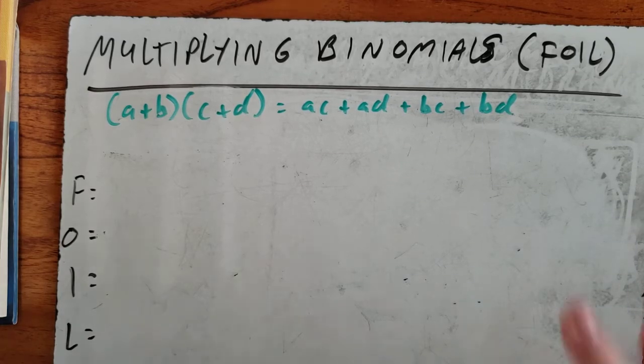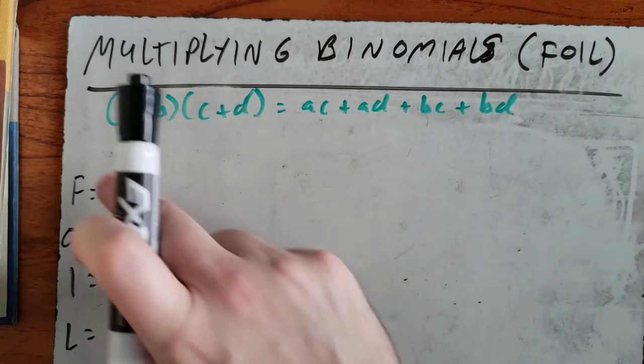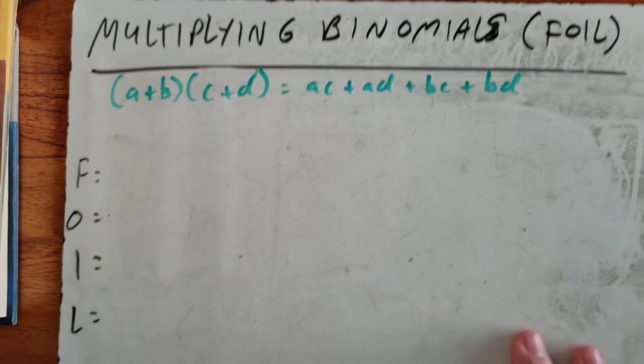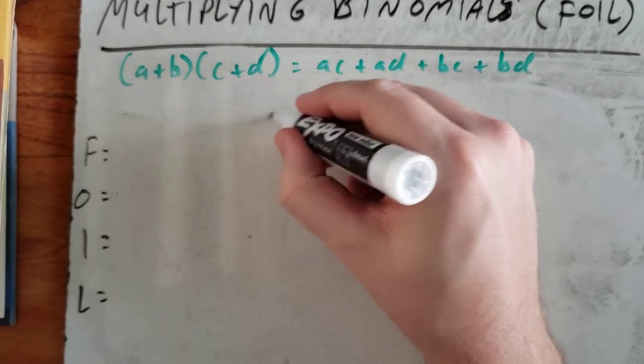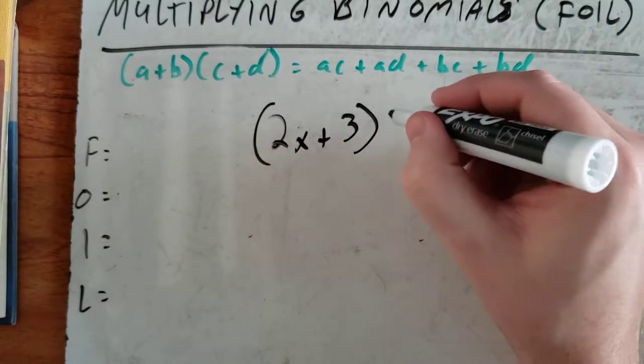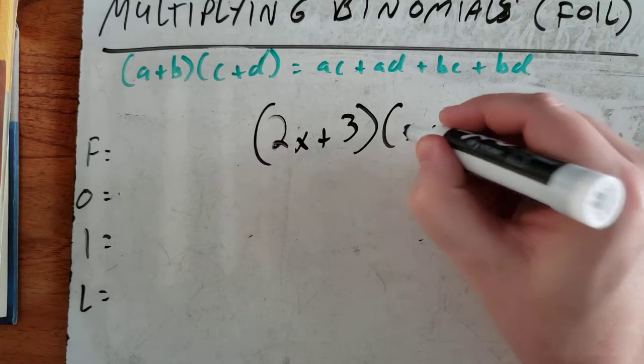It's the same process. It's the same thing we're doing here. Still using the FOIL: first, outer, inner, last. It's still going to be the same thing. We'll do it the same way, but there'll be a few more things added in there, okay? So let's get started with our first example: 2x plus 3, and then x plus 4, okay?